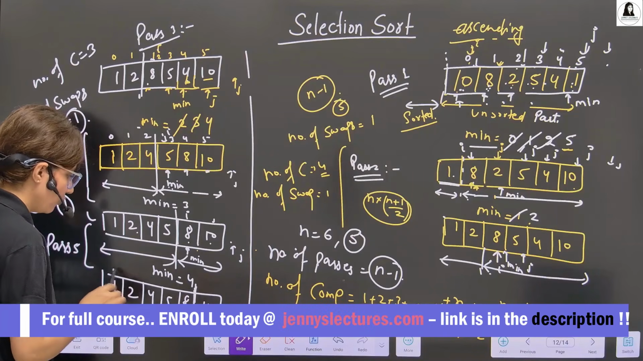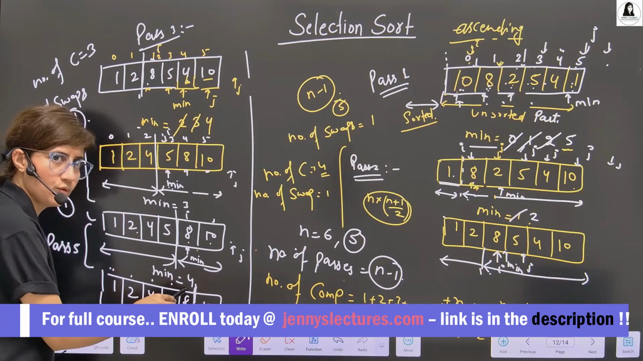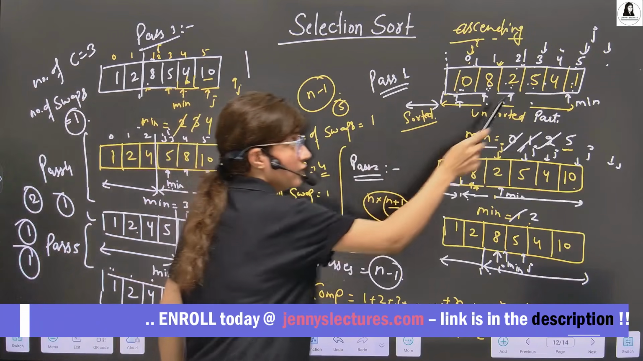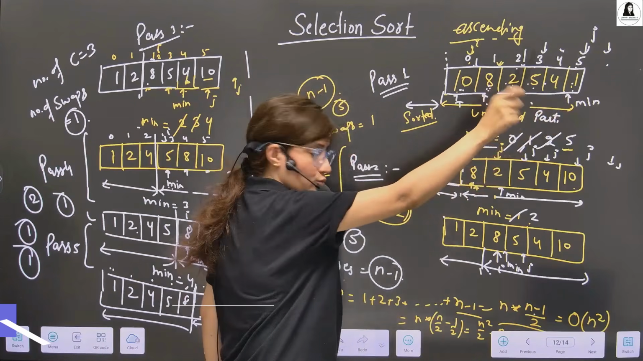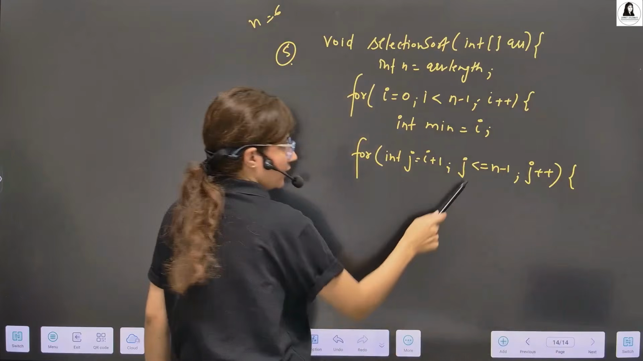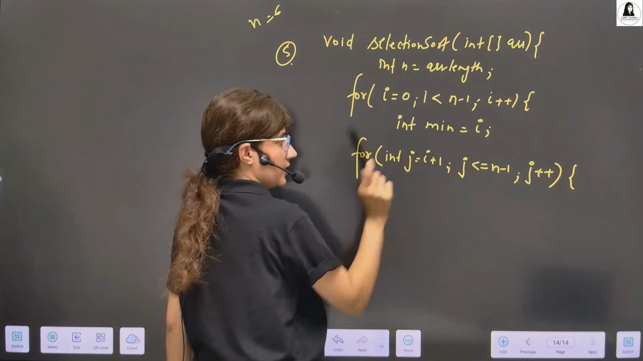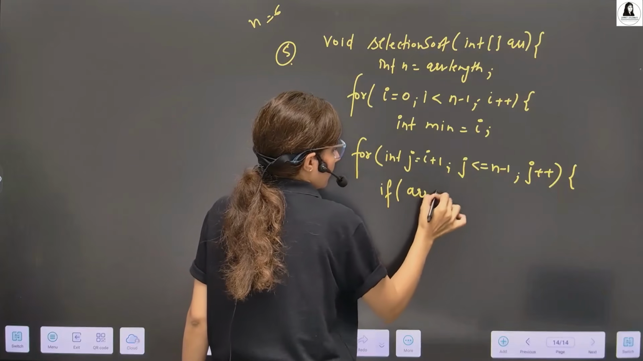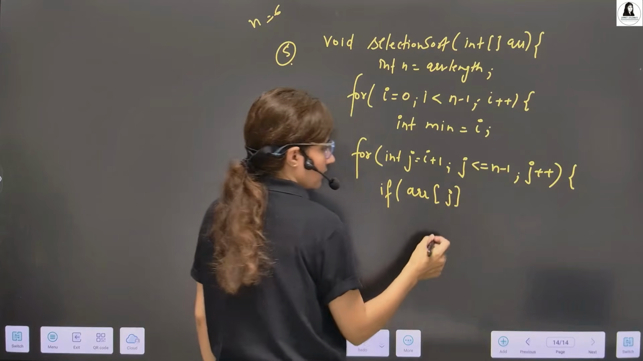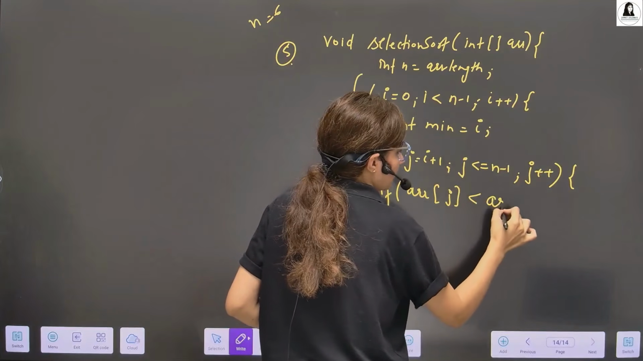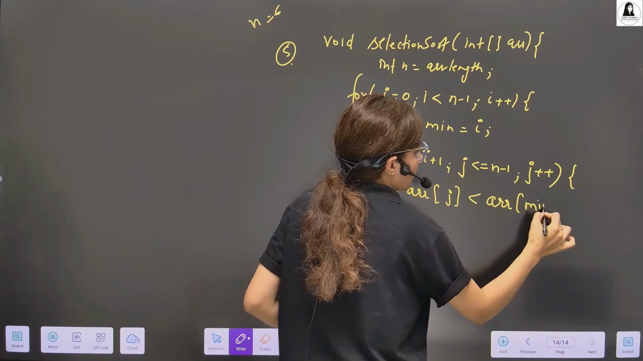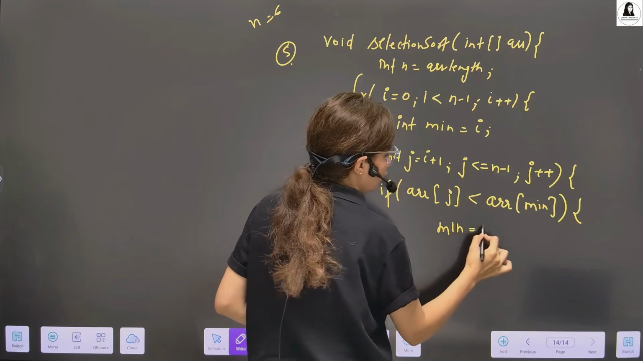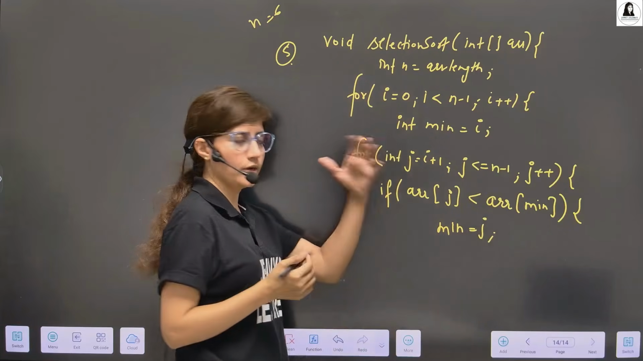So i would be 0, 1, 2, 3, 4, till 4. Means less than 5, less than n minus 1. But j should go till 5, till the last, so it should be less than or equal to. I guess you got why it's less than or equal to, and for i it's only less than. Now we check if array of j is less than array of min. If this is the case, then we change min to whatever j is.